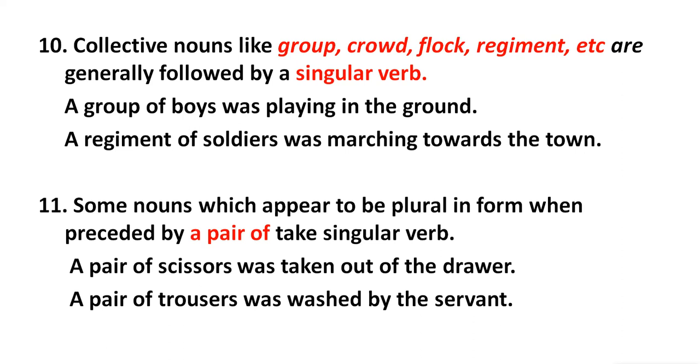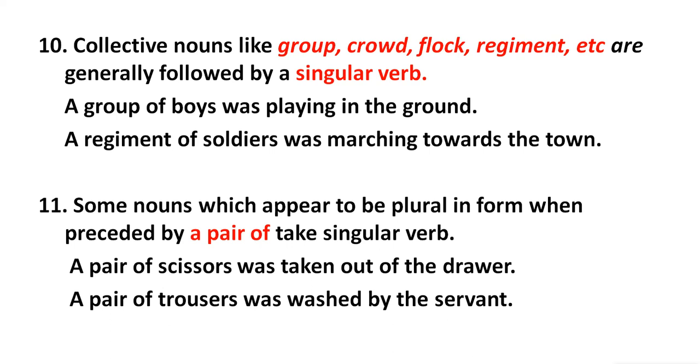Then coming to the next rule. Some nouns which appear to be plural in form, when preceded by a pair of, take a singular verb. Now this point is very important, and most of the students get confused in this point. If we are talking about something which appears to be plural in form, but it is followed by this particular phrase, a pair of, then in that case it will always take a singular verb.